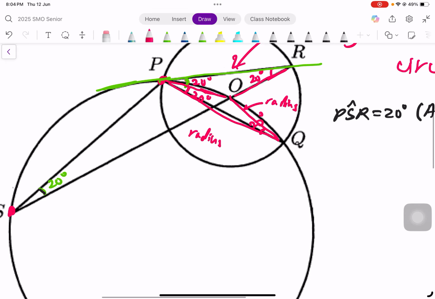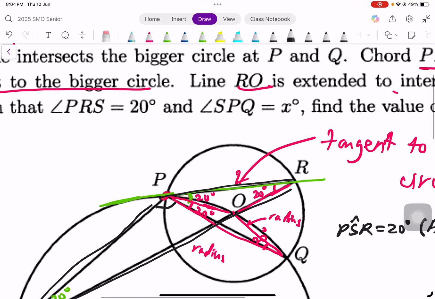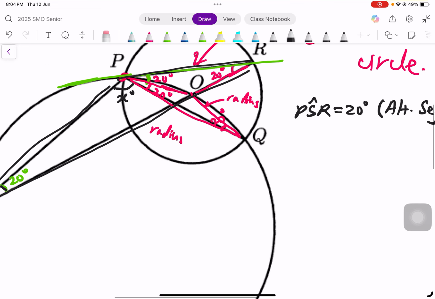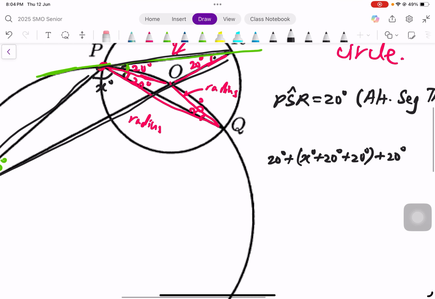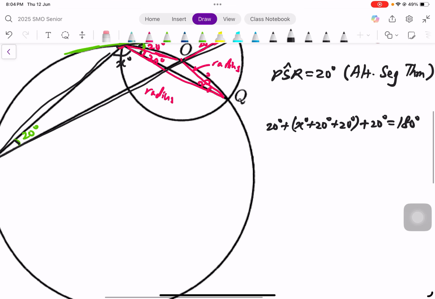Can you see that this whole triangle, we actually got all the angles. And this angle is X, right? You are asked to find SPQ, which is this angle X. Therefore, you can see that 20 degrees plus X degrees plus 20 plus this 20 and then this 20 here plus another 20 and then plus this angle 20, that would add up to 180 degrees, which is the angle sum in a triangle.